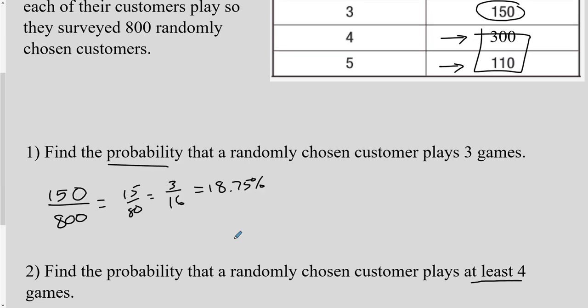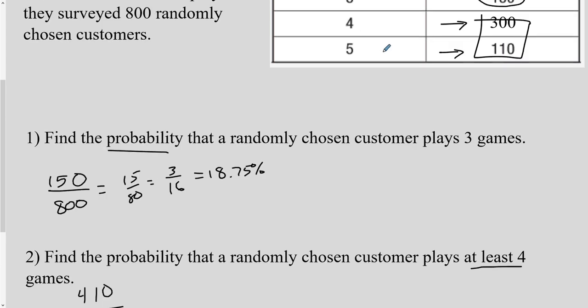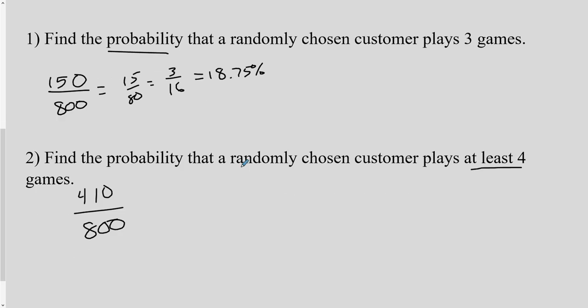So that's going to be a total of 410, the 300 that play 4 and the 110 that play 5. So that would be 41 over 80. 41 over 80 is 51.25%. So just barely over half play at least 4 games.